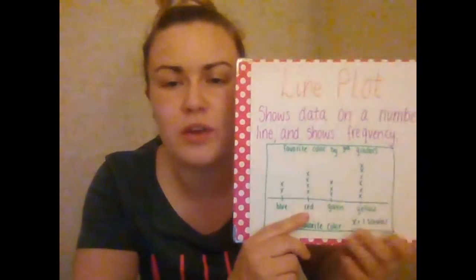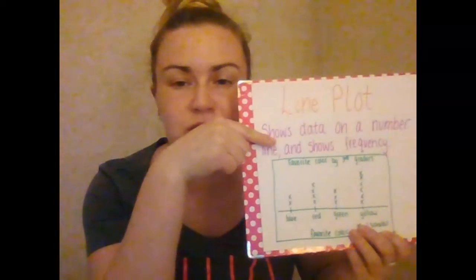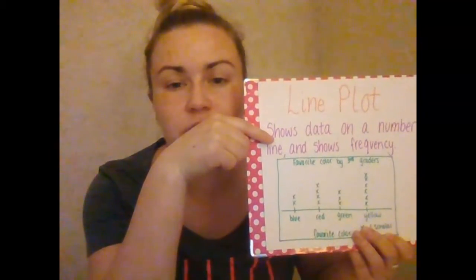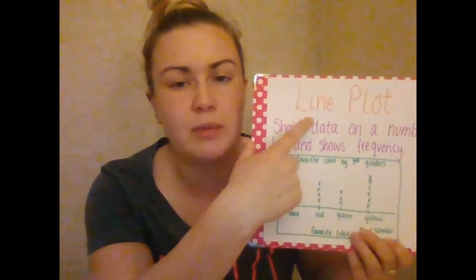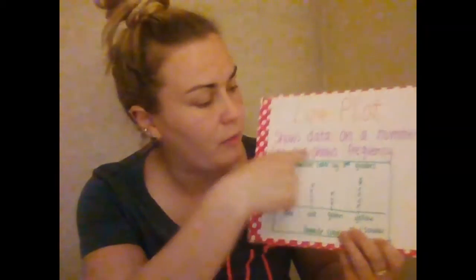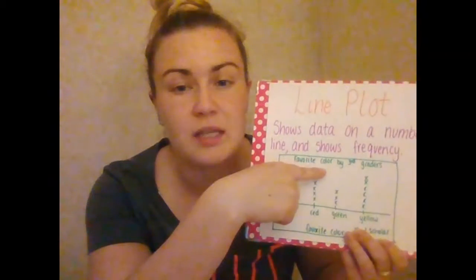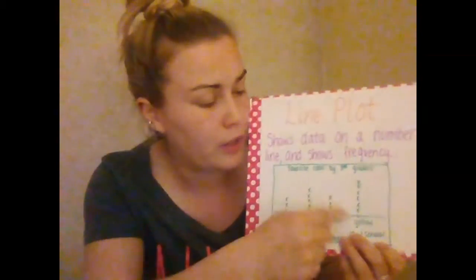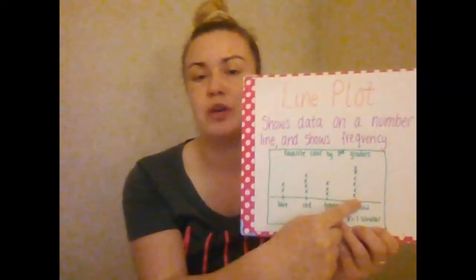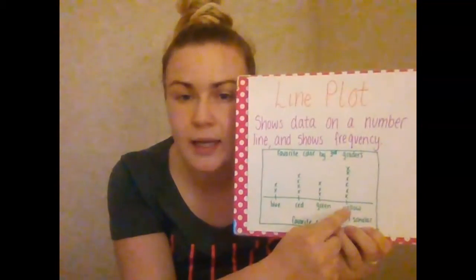So I just wanted to go over this brief example here again. A line plot shows data on a number line and shows frequency. Remember, data is the information. Whether you're talking about the number of people that have a favorite color, the data is the favorite color. On a number line means a number line is straight along the bottom, and all your information is stored on a straight line.